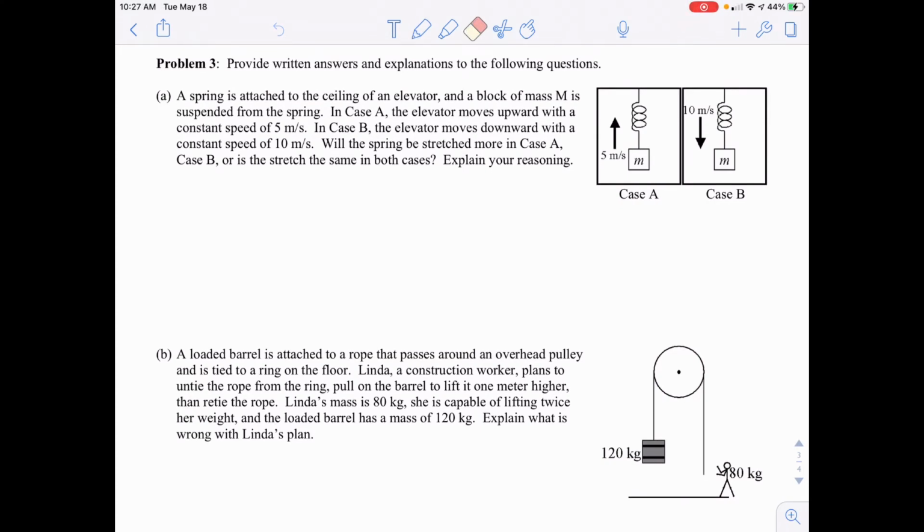In problem 3, we are going to encounter various scenarios with various Newton's law implications. Let's take a look at each one. Part A. A spring is attached to the ceiling of an elevator and a block of mass m is suspended from the spring. In case A, the elevator moves upward with a constant speed of 5 meters per second. In case B, the elevator moves downward with a constant speed of 10 meters per second. Will the spring be stretched more in case A or case B?